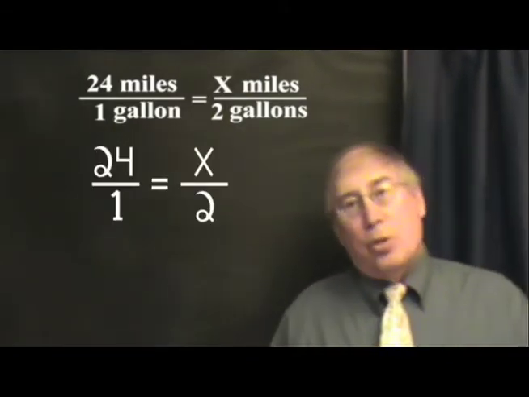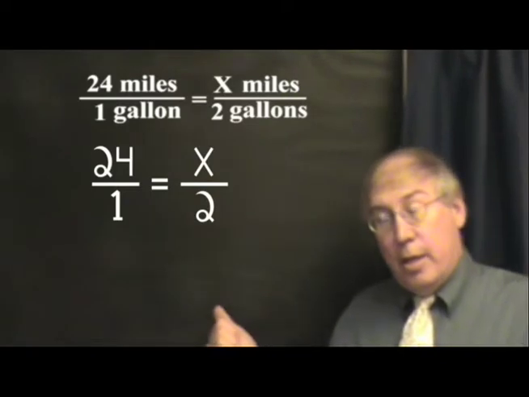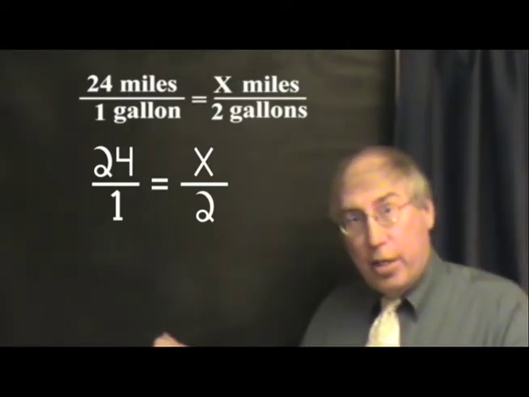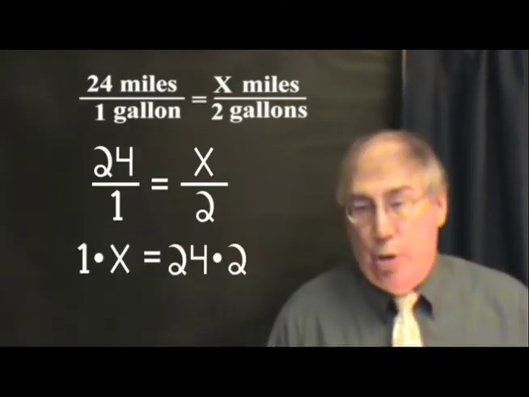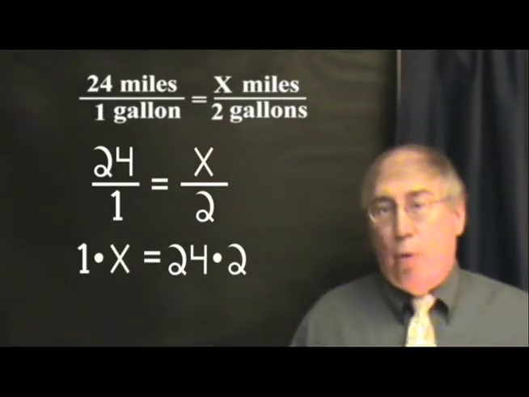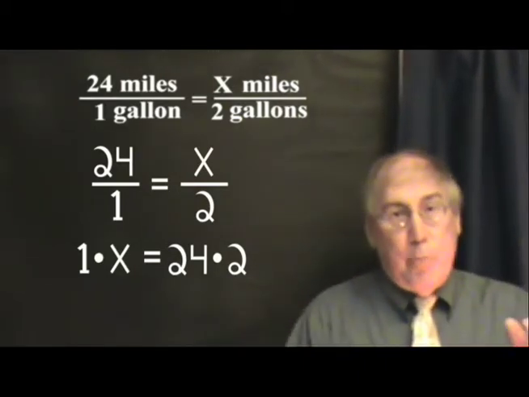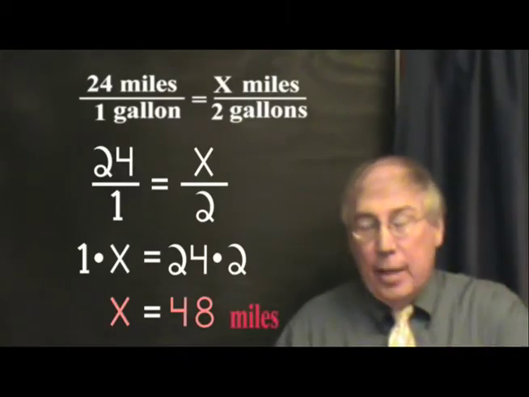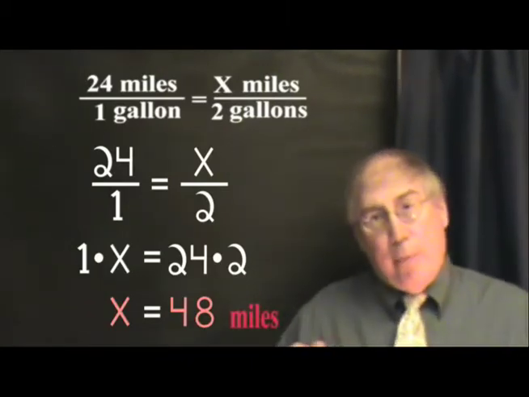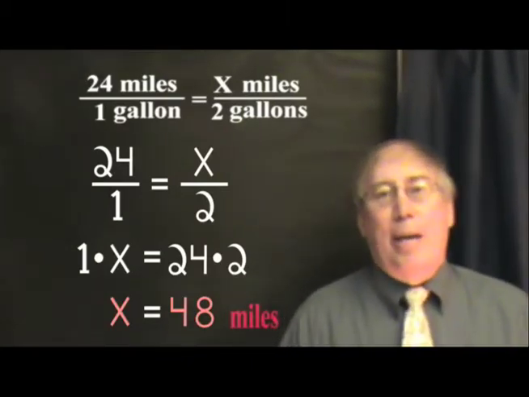Whenever you have two ratios that are equal, set up like this, you have a proportion. So we have 24 over 1 equals x over 2. Now cross multiply, that's multiplying diagonally across, so 1 times x and 24 times 2, and you get 48 miles.